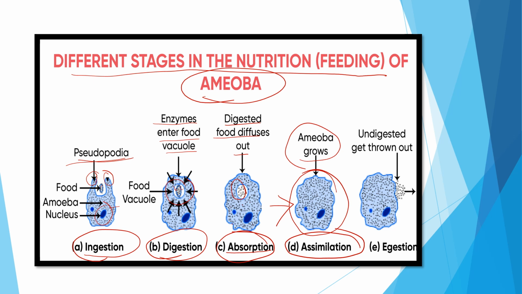So the first step is ingestion, then comes digestion, then absorption, then assimilation, and last is the undigested food getting thrown out of the body. So that is called egestion. So this is egestion, where the undigested food is expelled out of the body. So this is all about today's episode, where I told you I'll be discussing the process of digestion, absorption, assimilation and egestion in amoeba. So this is all done in this Nutrition in Animals lesson.